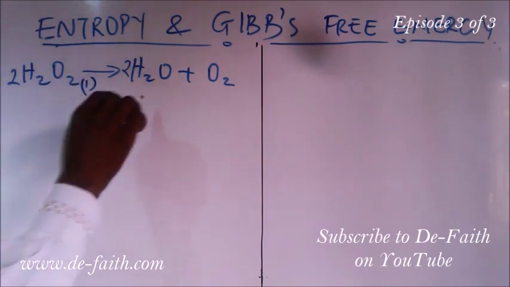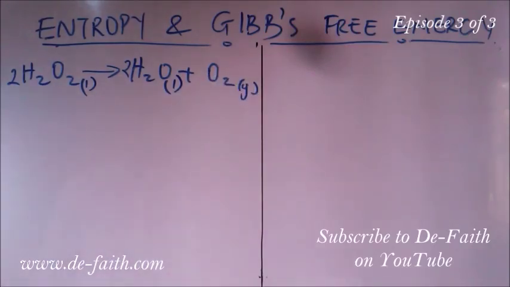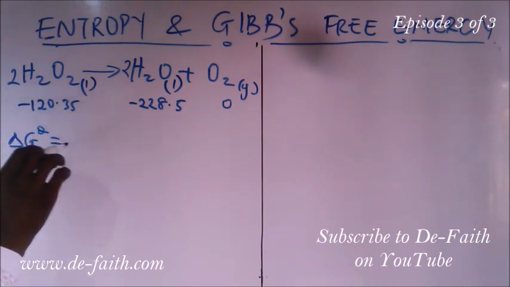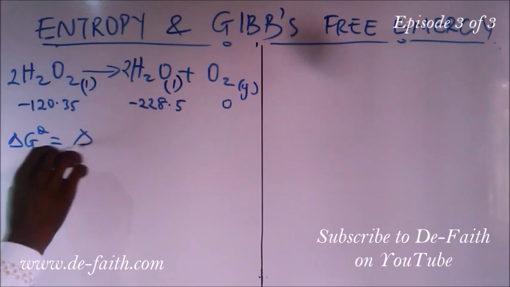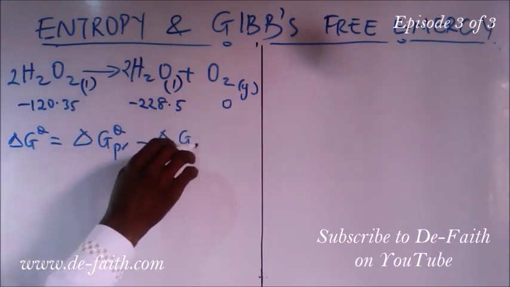Here we have a liquid and we have a gas over here. Now with that, we're told that the standard free energies of hydrogen peroxide, we have it as minus 120.35. For water, we have it as minus 228.5, and for oxygen, we have it as 0. And to find the standard Gibbs free energy change, it is equal to the standard Gibbs free energy of the products minus the standard Gibbs free energy of the reactants.